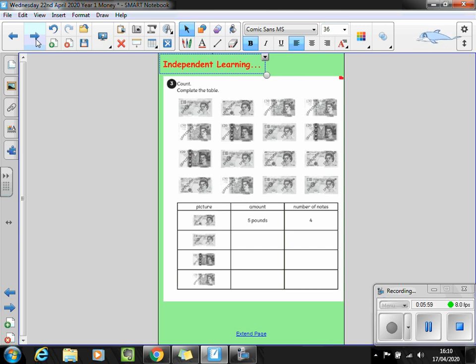And I can see in the picture above there are a total of 4 of those £5 notes. You might even talk to your adult about how much money you would have if you had 4 £5 notes. You might need to use your times tables to help you.